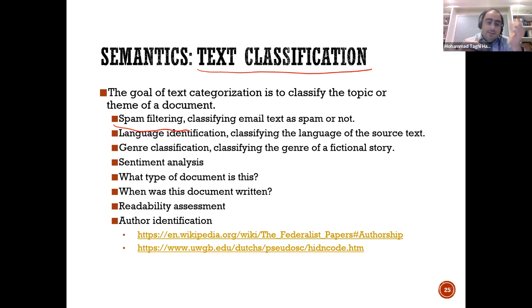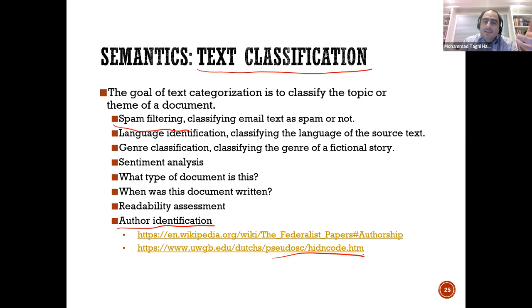Or another interesting thing is author identification. What is this about? For example, you can see the Federalist Papers, and from that, can you understand who the authors of these papers are? This is non-trivial. Or this is another example that you can go through. And these are some of the tasks that are important when we talk about text classification.